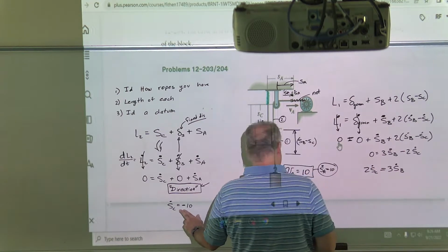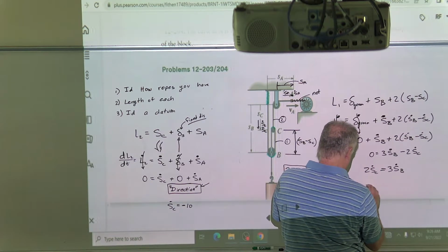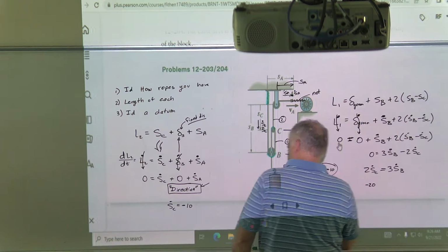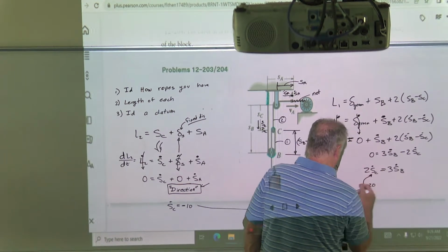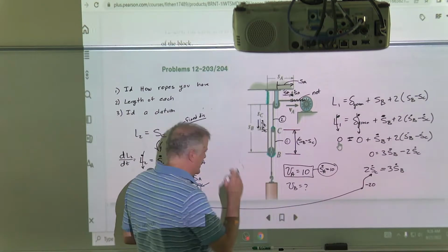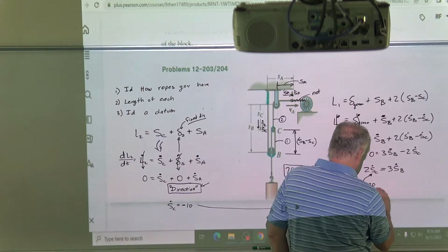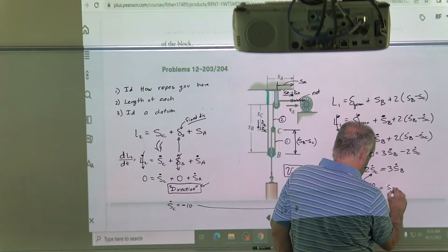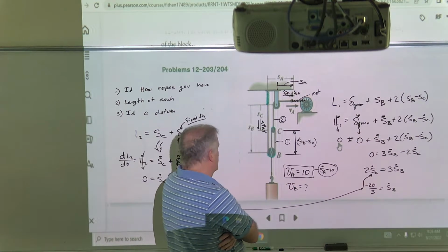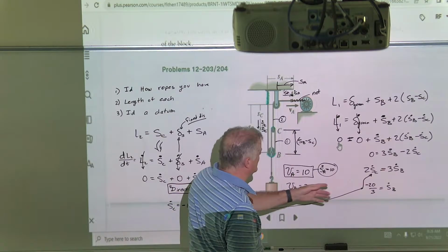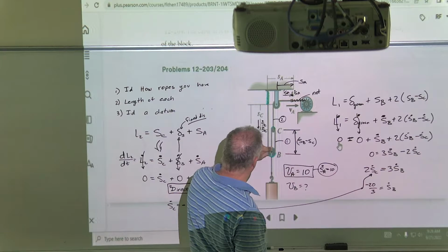So now that I've got minus 10, I could put in minus 10 here and have minus 20. So in other words, I took this over to here, and put in a minus 10 into here, you got a minus 20. And then I get this, and I could divide it by 3, and I'd get SB dot equal to whatever that is, 20/3.